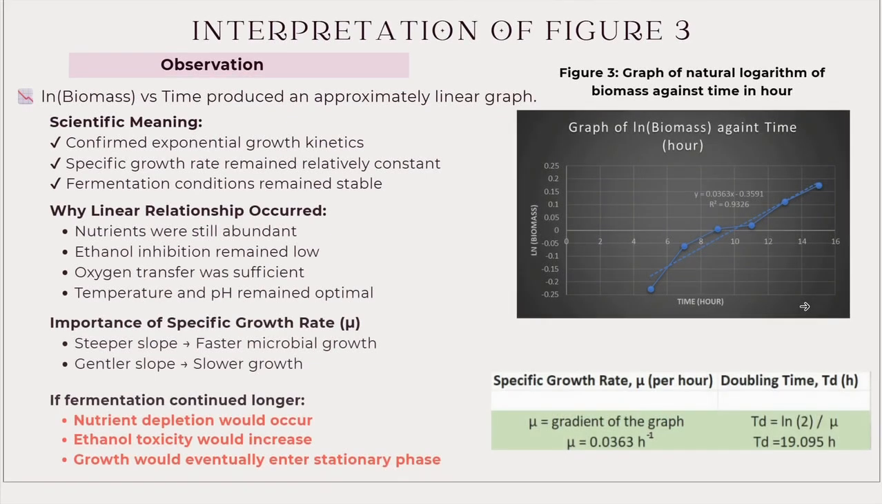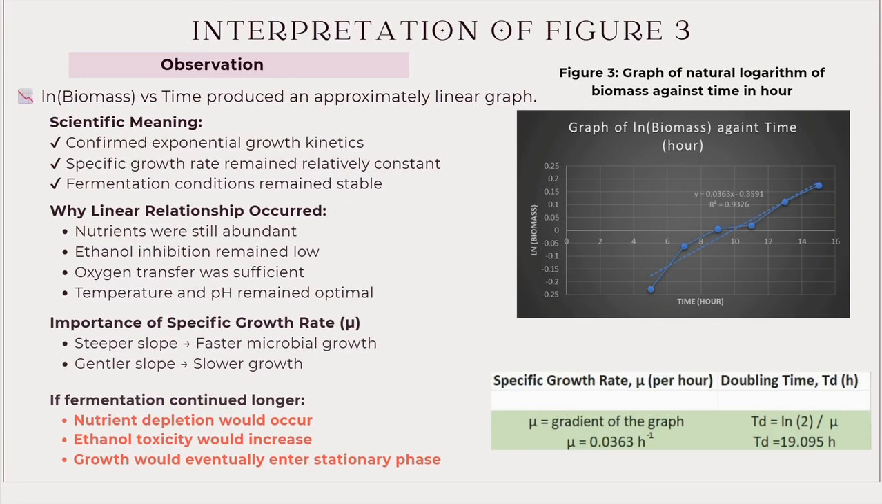Let's look at Figure 3, which shows a linear relationship between ln biomass and fermentation time. These linear trends confirm that Saccharomyces cerevisiae follows exponential growth kinetics during the logarithmic phase. The slope of the graph represents the specific growth rate of the microorganism, where a steeper slope indicates faster microbial growth and higher metabolic activity.